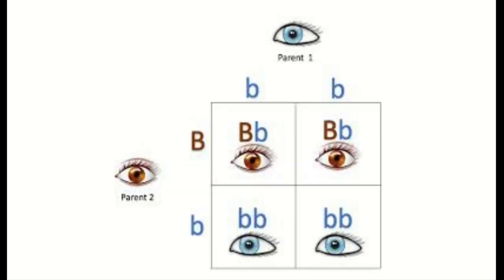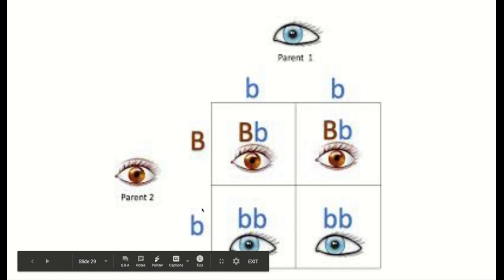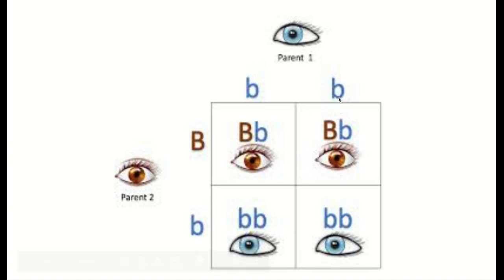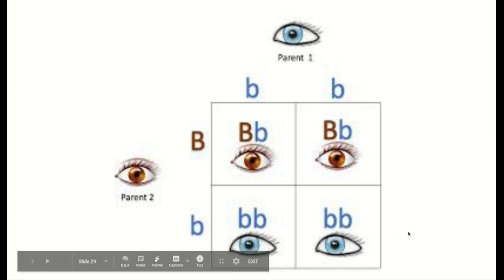All right, and here's our answer. So I can see this is the woman. She had the brown eyes shown, but she received this little b allele from her mother with blue eyes. And then I know dad had blue eyes, so he's homozygous recessive. So I have a 50% chance of the offspring having brown eyes and a 50% chance of the offspring having blue eyes. So that's our basic Mendelian notes.